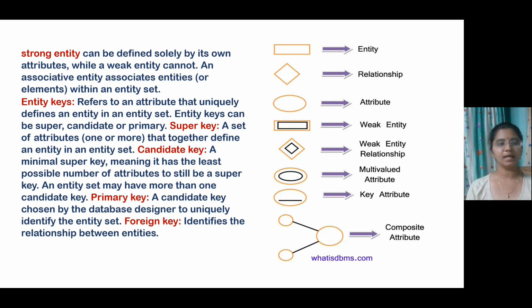Entity keys refer to an attribute that uniquely defines an entity in an entity set. Entity keys can be super, candidate, and primary. Super key: a set of attributes that together define an entity in an entity set. Candidate key: a minimal super key, meaning it has the least possible number of attributes to still be a super key. An entity set may have more than one candidate key. Primary key: a candidate key chosen by the database designer to uniquely identify the entity set. Foreign key identifies the relationship between entities.